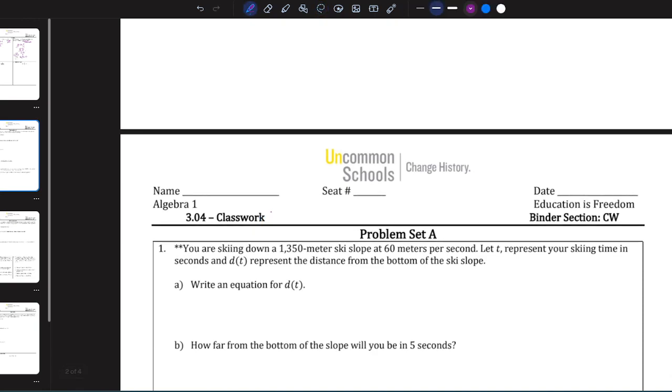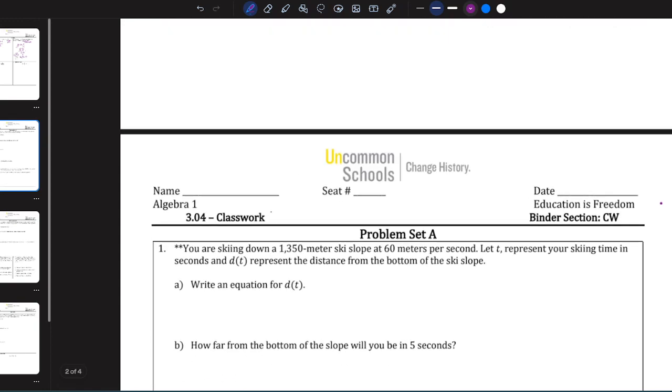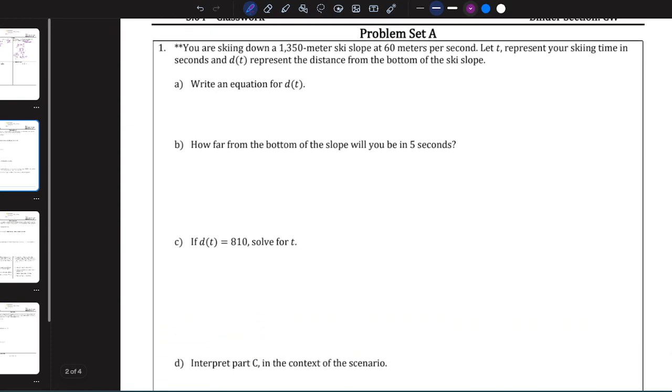All right, and so hopefully at this point you've had some time to work. As you can see, my computer is just not wanting to play along. There we are. All right, and so let's take a look at problem set A.